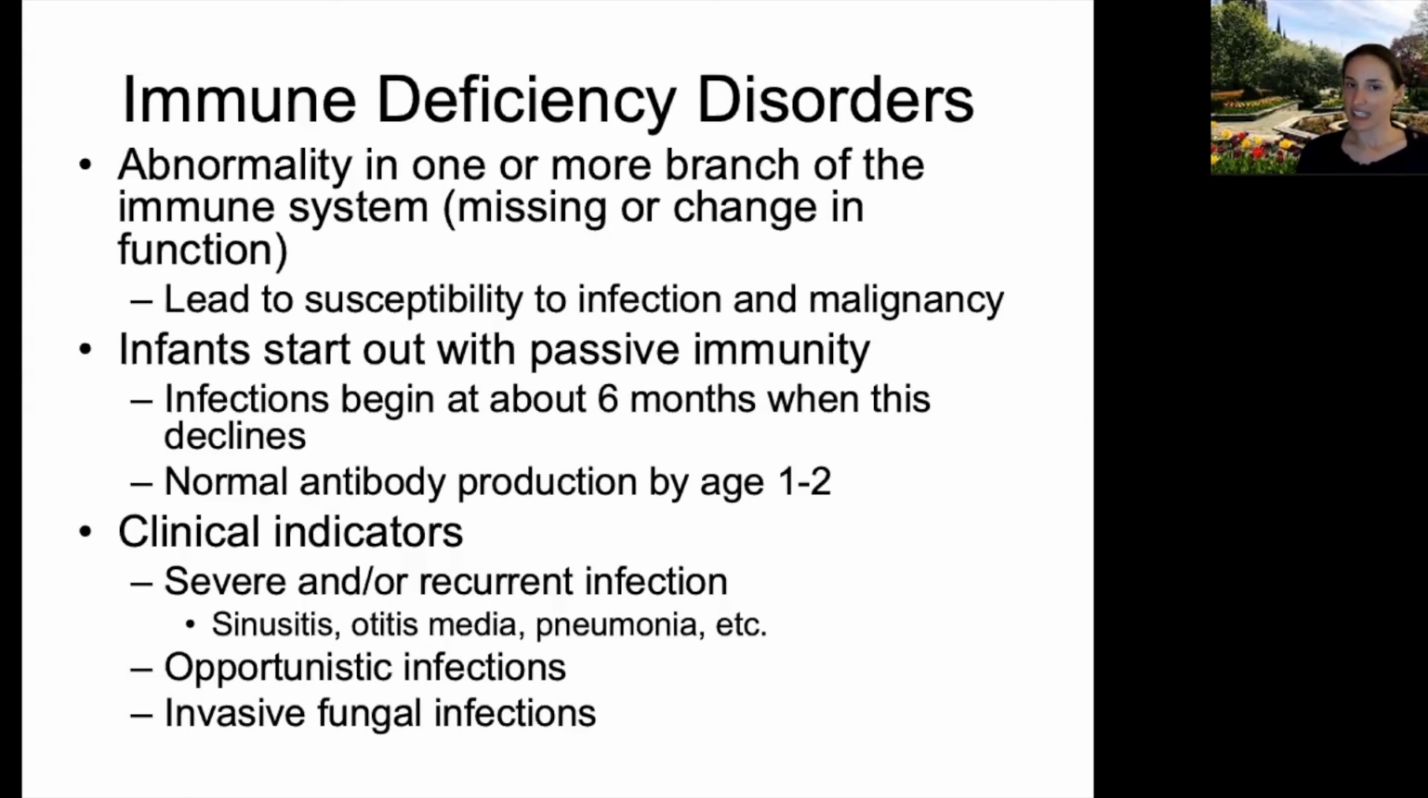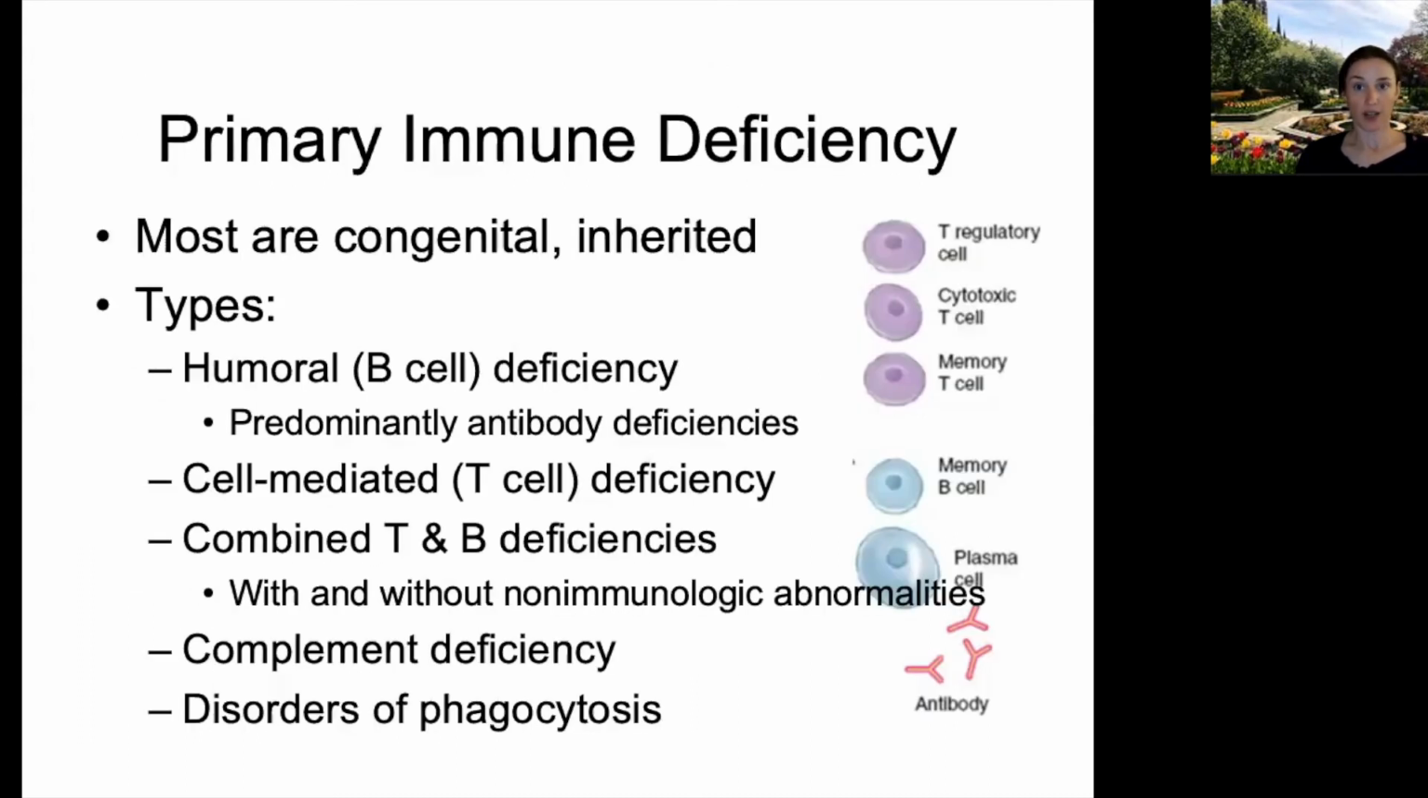Some of those clinical indicators of immune deficiency include severe and or recurrent infections, so sinusitis, ear infections, otitis media, pneumonia, things like that. They'll also be exposed to what we call opportunistic infections, so things like fungus that would not normally grow in an area on an otherwise healthy person, or invasive fungal infections. Primary immune deficiency are most often congenital and inherited.